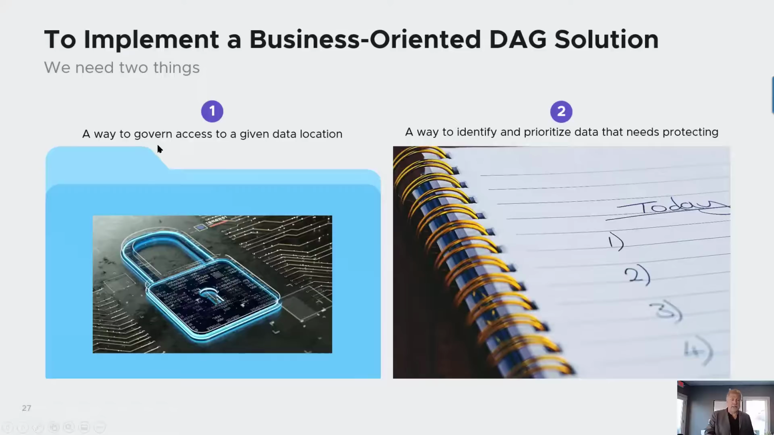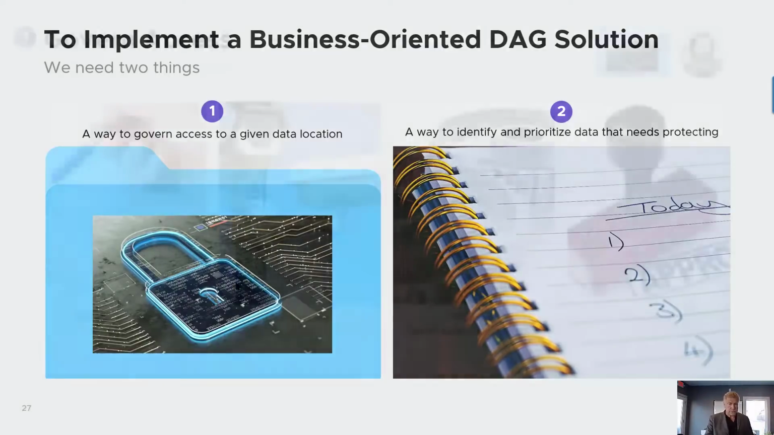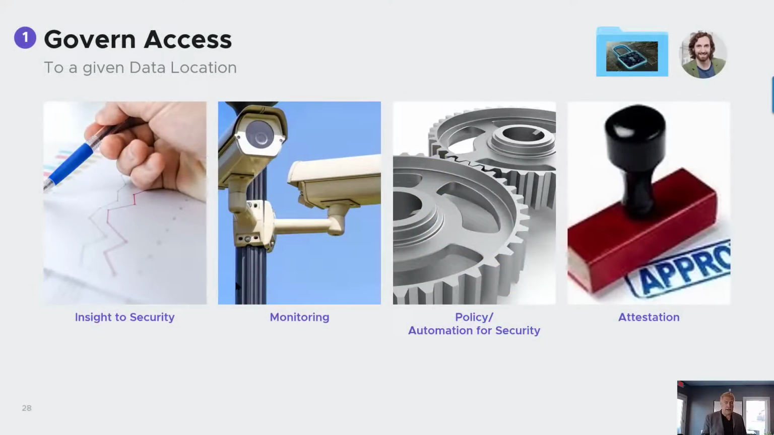What does it mean to govern access to a data location? This folder. Well, first thing is we need to have an insight into the security that's in place and in an ongoing fashion. We need to be able to talk to our data owner in that area and have him or her understand who has rights to their data, and if that's correct, certifying that, and then if it's not, remediating it. But then that's just the first step.